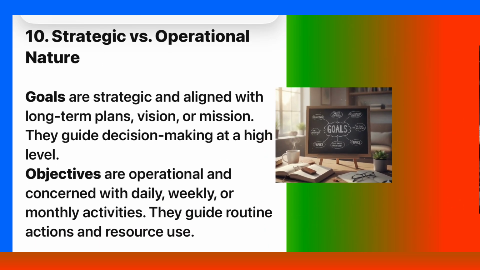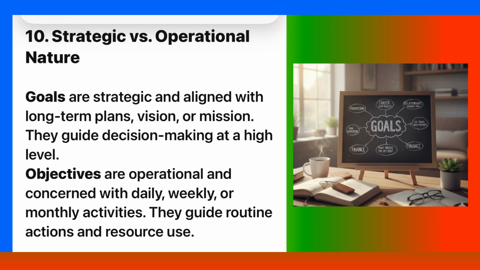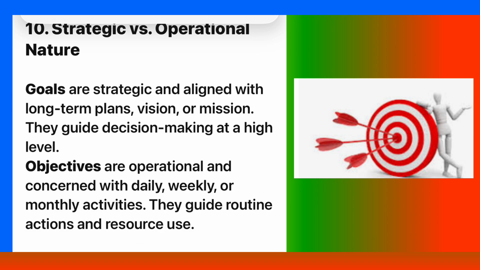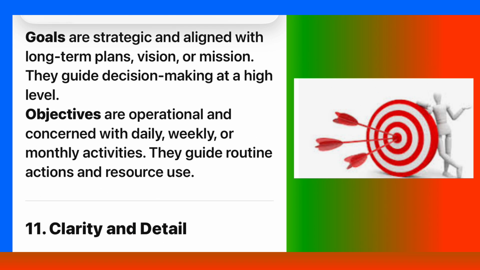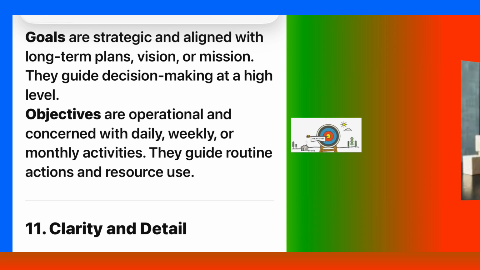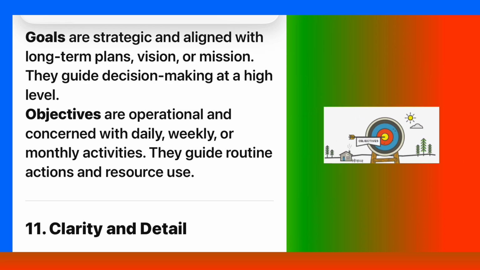10. Strategic versus operational nature. Goals are strategic and aligned with long-term plans, vision, or mission. They guide decision-making at a high level. Objectives are operational and concerned with daily, weekly, or monthly activities. They guide routine actions and resource use.